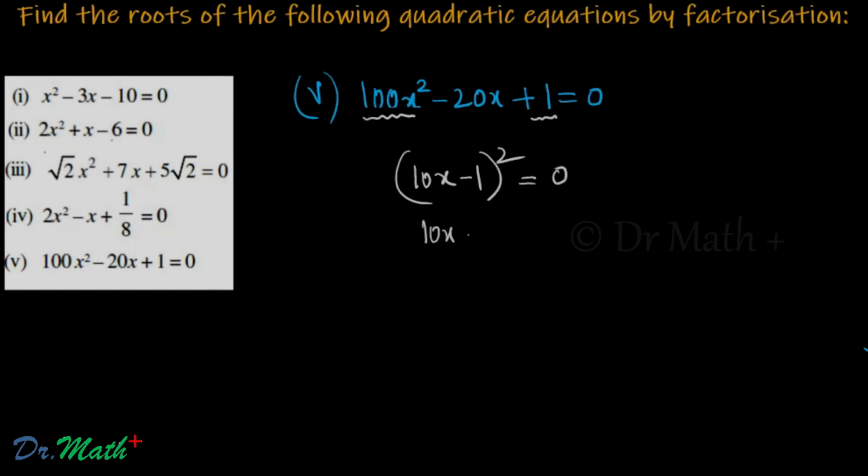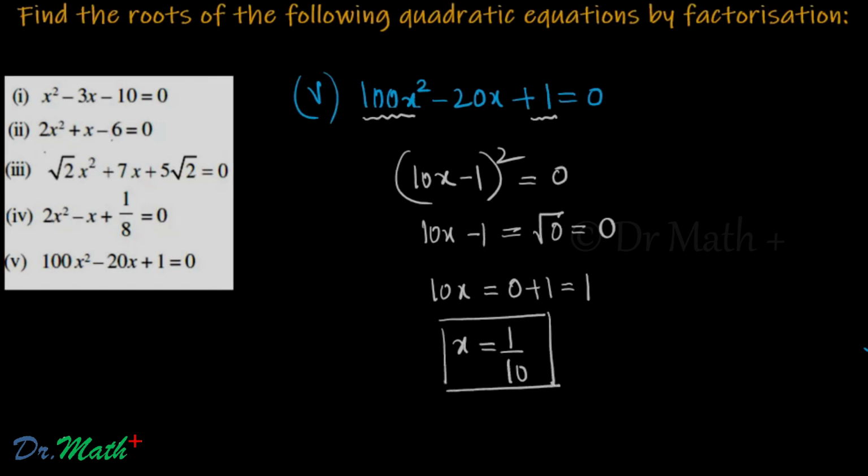So since 10x minus 1 whole square equals 0, 10x minus 1 will be equal to root 0, which is 0. So 10x will be equal to 0 plus 1, that is nothing but 1. Hence x value would be 1 by 10. Even this equation is having only one root.